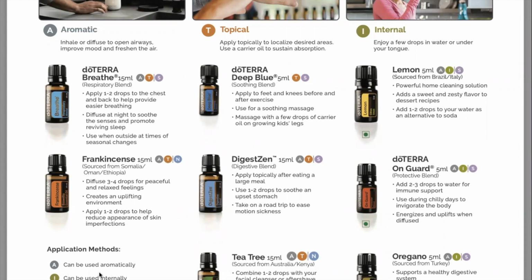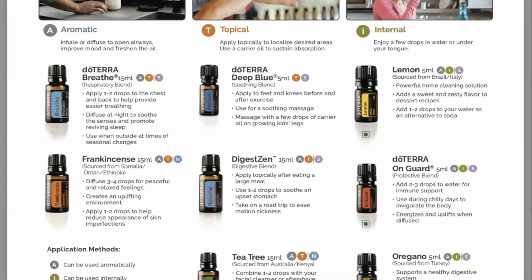So again, it has A for aromatic, I for internal, T for topical, N can be used neat without dilution, and S for sensitive. So for anyone, younger children, adults, senior citizens, if it has an S, just be mindful to dilute the oil a little bit further, because it can be more sensitive. For example, if someone has sensitive skin, always do a test patch, either inside the forearm, inside the elbow, or behind the ears. Leave it for about 24 hours, see how the skin changes, and if you're okay, then continue on.